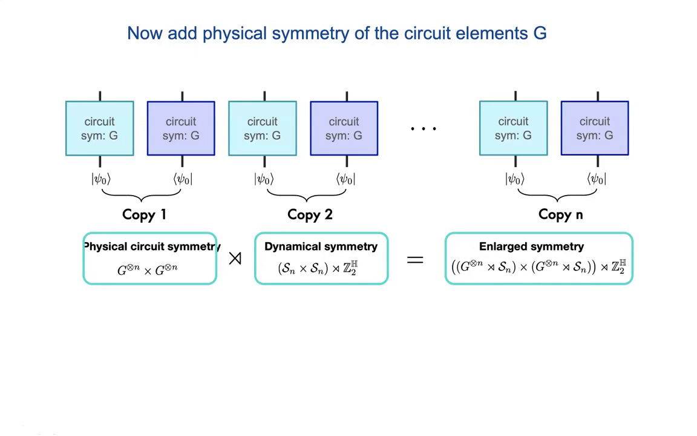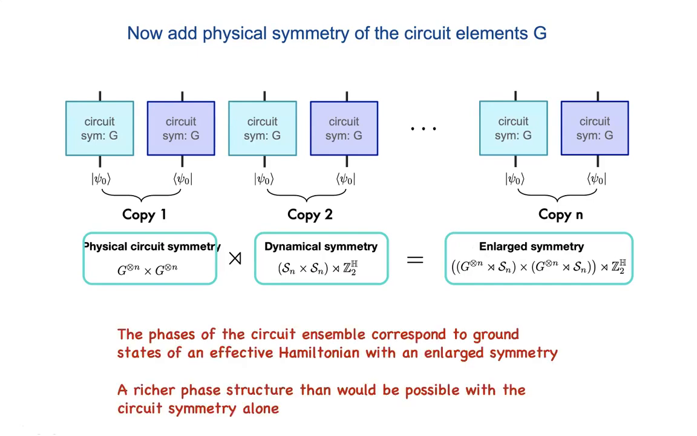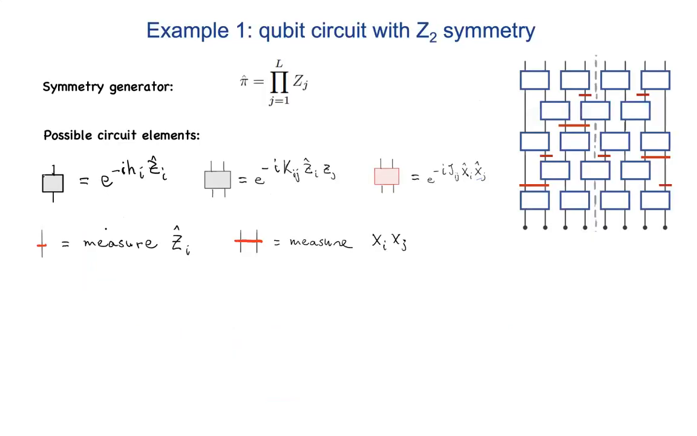It turns out that in many, many cases, one can greatly simplify this symmetry, due to certain local symmetries that give you more constraints. But in the end, that's the symmetry that dictates the phase structure and what the possible phases of the circuit are. So as a first example, maybe I won't have time for the second, unfortunately, I have a qubit circuit with only Z2 symmetry.